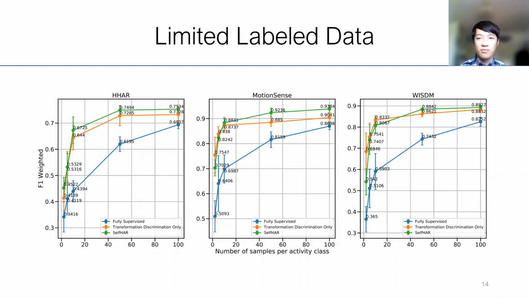For example, in the HAR dataset, our method is able to achieve similar performance using almost 10 times less labeled data. Compared to the previous state of the art, our method is also able to outperform it in most cases, especially when there are more than 10 labeled samples per class.